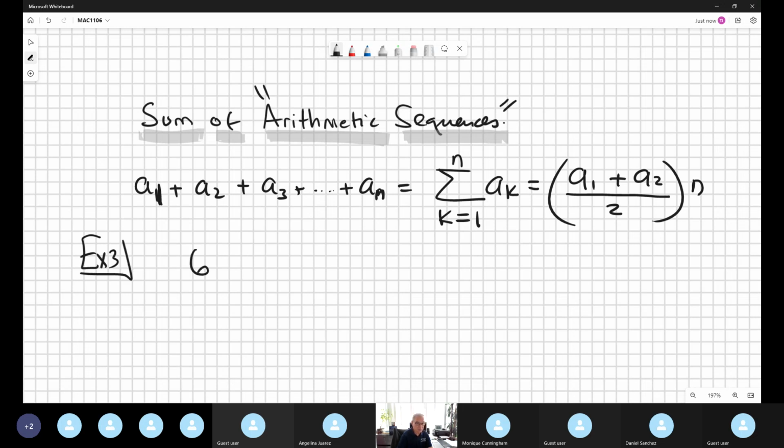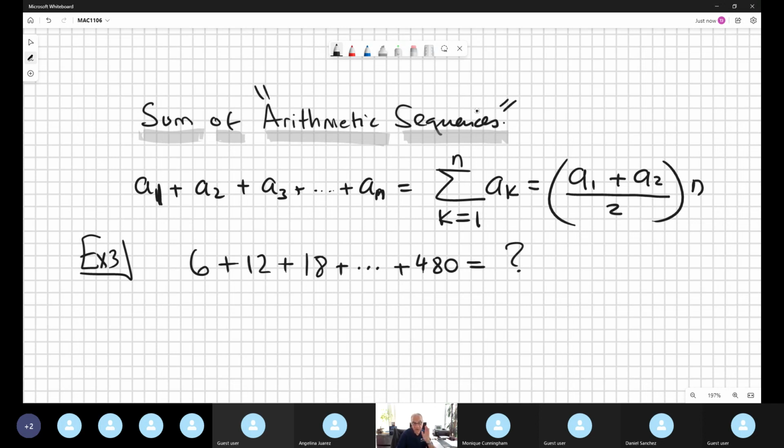Suppose this is 6 plus 12 plus 18 plus, and the three dots indicate that it continues forever in the same pattern. And the last term is 480. Compute this summation.